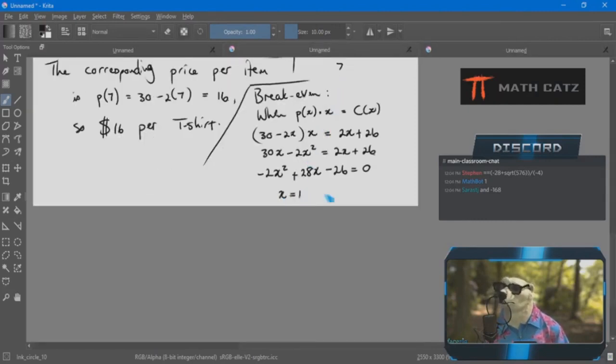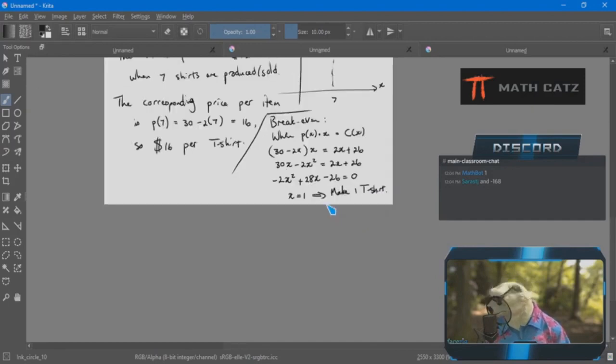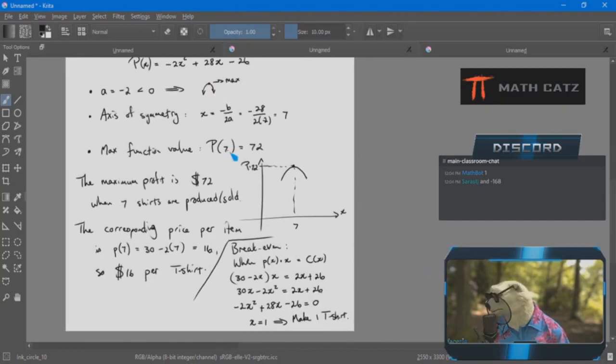X equal to 1, meaning make 1 t-shirt. That does not seem worth it. But this analysis says, according to all the information, if I make 1 t-shirt, I won't lose money. I might lose my time, but I'm not going to lose any money.